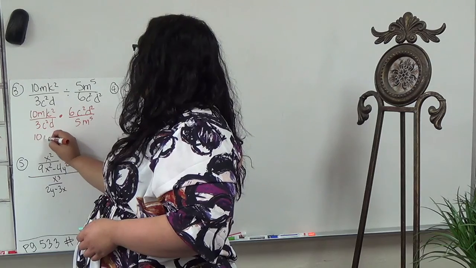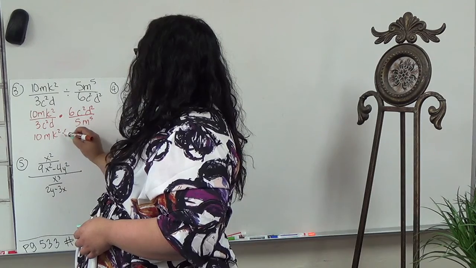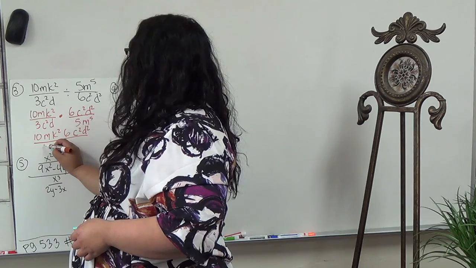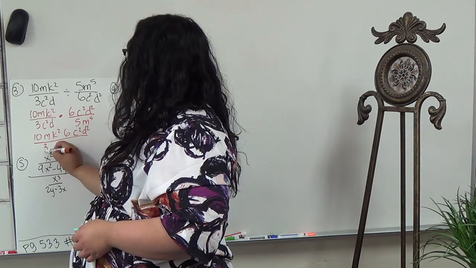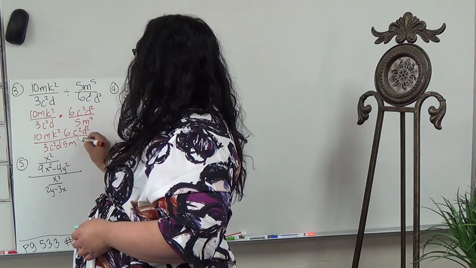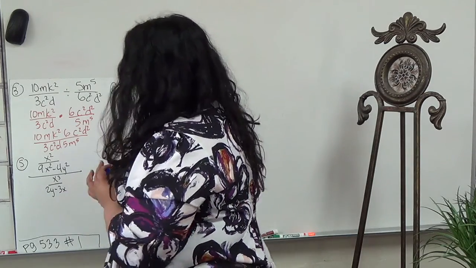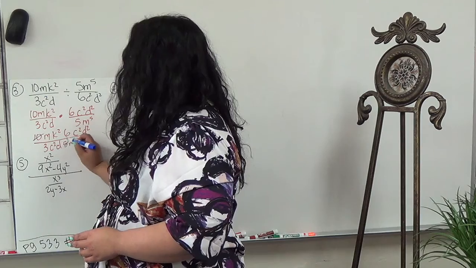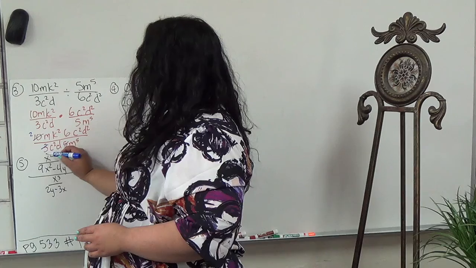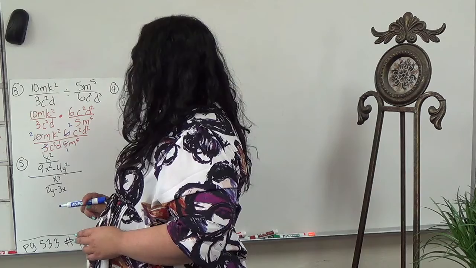This is 10mk squared times 6c squared d squared over 3c squared d times 5m to the 5th. And I can start cross-canceling. 10 and 5, this becomes 2. 10 divided by 5 is 2, 5 divided by 5 is 1. 6 divided by 3 is 2. 3 divided by 3 is 1.